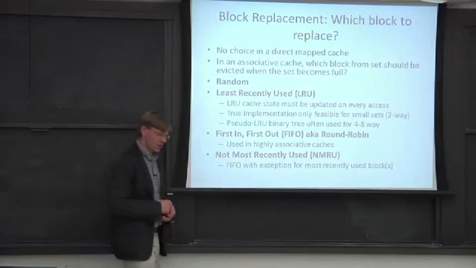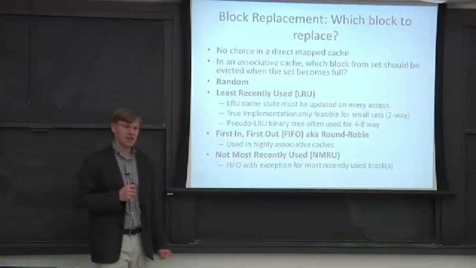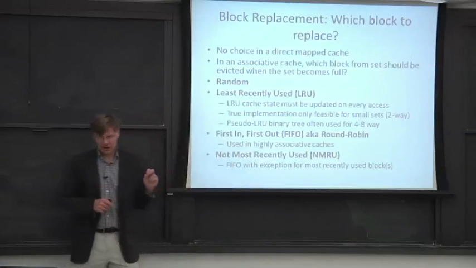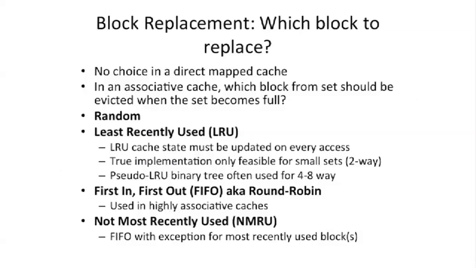OK, so let's talk about when you need to go take things out of the cache. So let's talk about block replacement. We need to figure out what to go kick out of the cache when you take a cache miss and go bring some new data in. An important point here is in a direct map cache, this question makes no sense, because in a direct map cache, it can only go to one location. In set associative or fully associative caches, we need to make a decision.